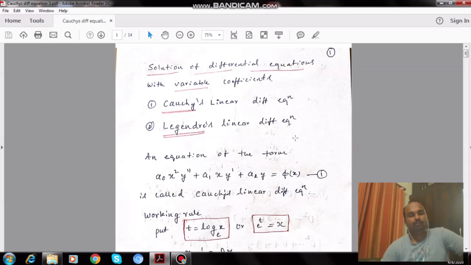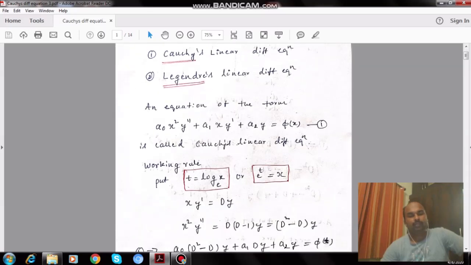An equation of the form a naught x square y double dash plus a1 into x y dash plus a2 y equals phi of x. This type of equation we call Cauchy's linear differential equation because along with the y double dash you can find an x square, along with the y dash you can find an x. These are the variable coefficients. How to solve these equations?